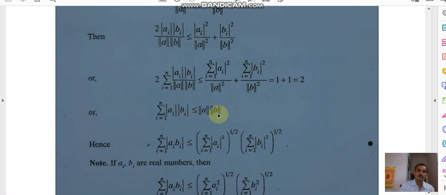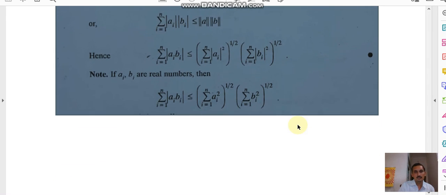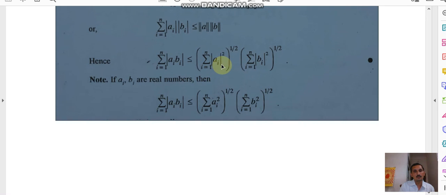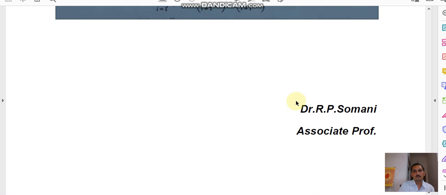a_i into modulus b_i is less than or equal to norm A into norm B. Or combining using the property of modulus, we can say that summation i equal to 1 to n of modulus a_i b_i is less than or equal to summation i varying from 1 to n of modulus a_i squared, whole to the power 1/2, and summation i equal to 1 to n of modulus b_i squared, whole to the power 1/2. Here if a_i and b_i are real numbers, then we can leave the modulus, so we obtain this for real numbers also. So these are the inequalities for numbers, whether they are real numbers or complex numbers.